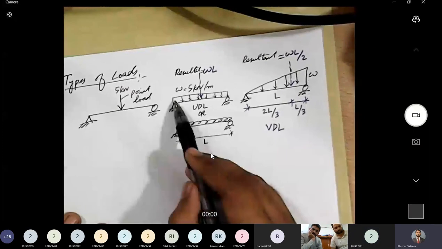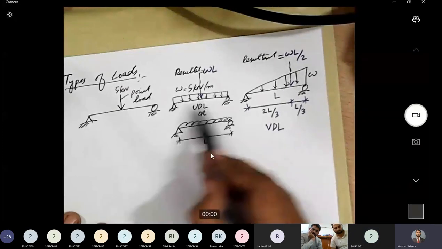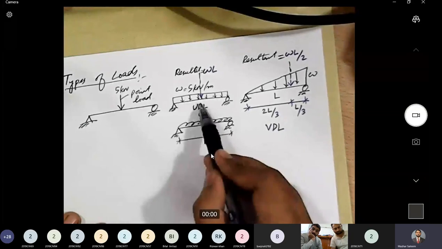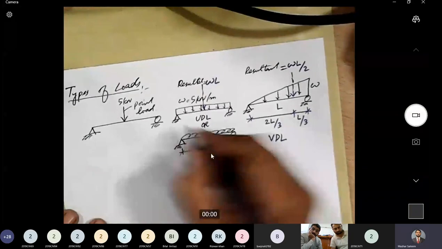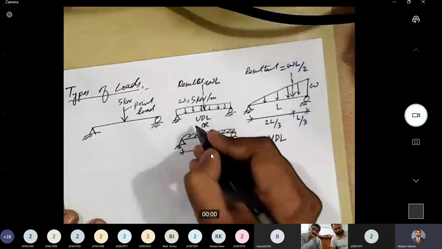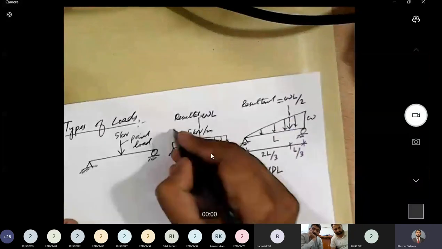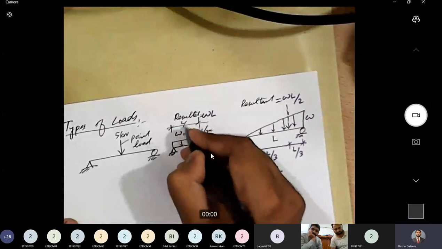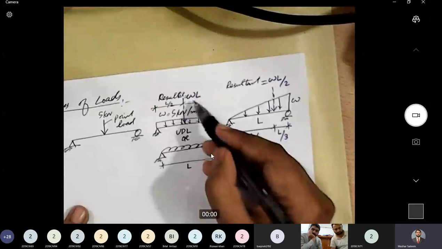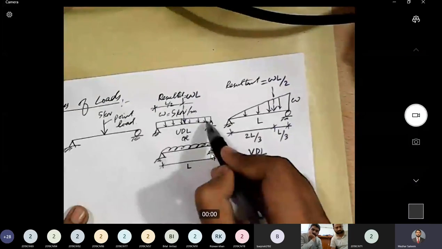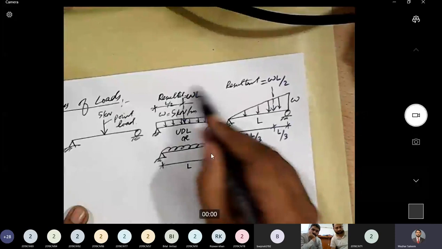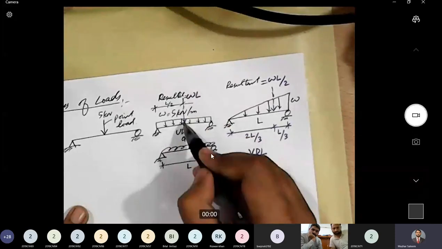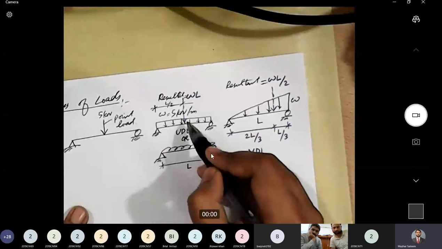Okay, what is the location of centroid of a rectangle? If this dimension is L, it will be at L by 2. I did not mark it, I just somehow assumed it to be understood, but I should have marked that. This is L by 2. The magnitude of the resultant is equal to the area of the rectangle, omega L, and the location of the resultant is L by 2. That is the location of centroid.